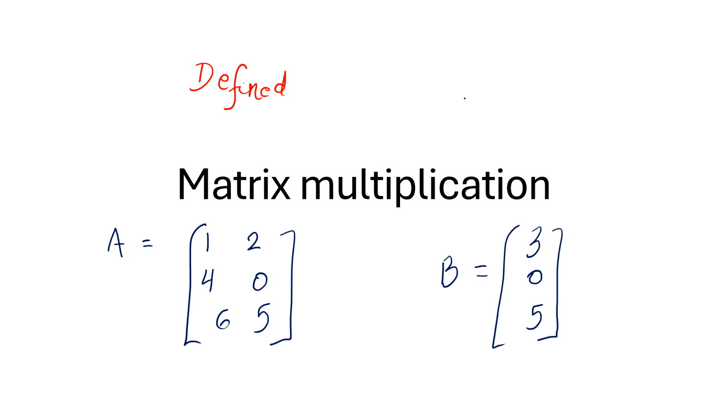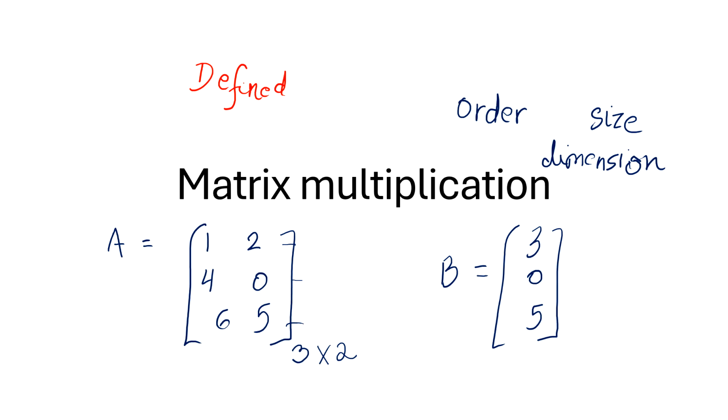Now, if you remember the concept of order of a matrix, or size, or dimension of a matrix, what that tells us is the number of rows times the number of columns. How many rows and columns does a matrix have? That's how we get the order of a matrix. So here we've got 3 rows and 2 columns, so that's a 3 by 2 matrix, or the order is 3 by 2. For matrix B, we've got 3 rows and 1 column, so it's a 3 by 1 matrix.